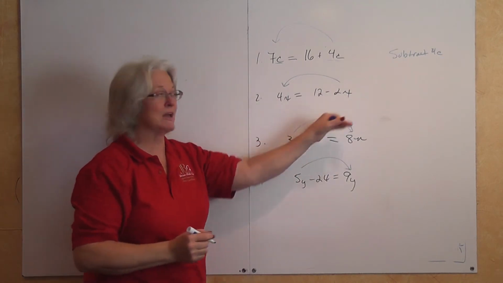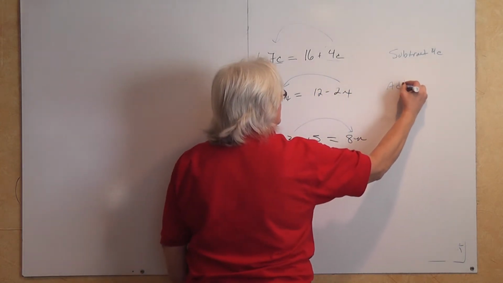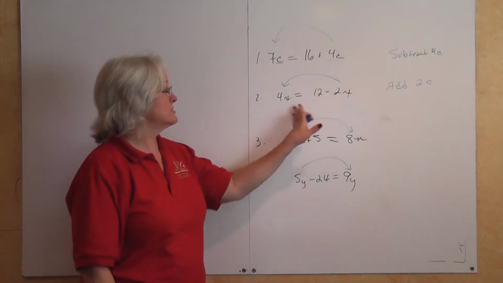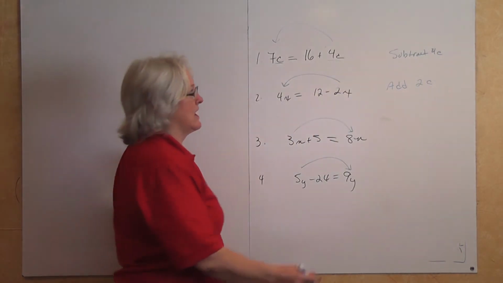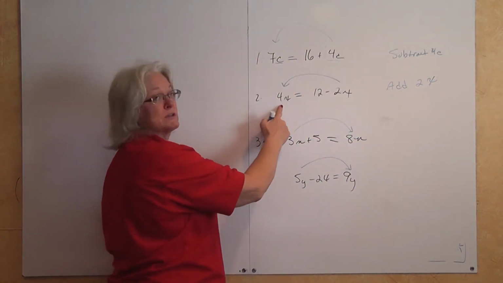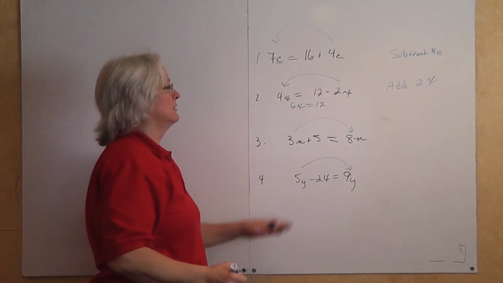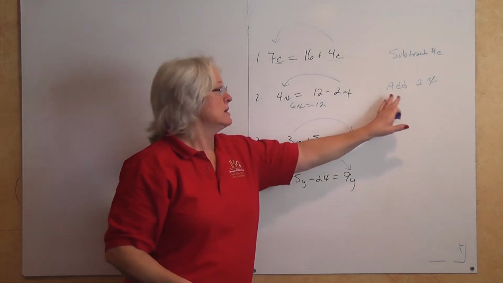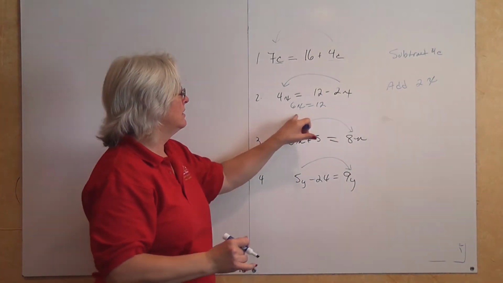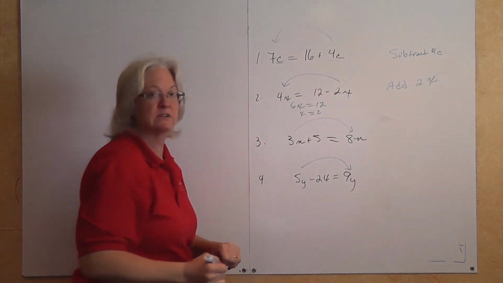So what are we going to do? We're going to add 2x to both sides of the equation. 4x plus 2x, 6x is equal to 12. Negative 2x plus 2x eliminates our variable on the right-hand side of the equation, and you divide both sides of this equation by 6, and you end up with x is equal to 2.